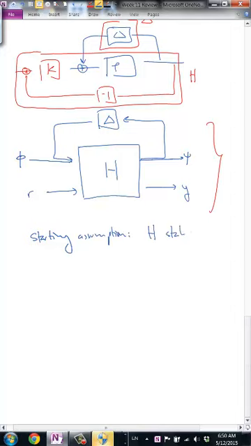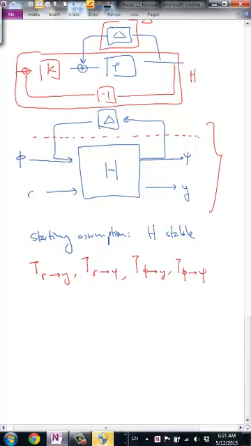And what I mean by H is stable is that if we were to cut delta out of the loop, forget about it for the time being, then the transfer function from R to Y, the transfer function from R to C, the transfer function from phi to Y, and the transfer function from phi to C, these are all stable.